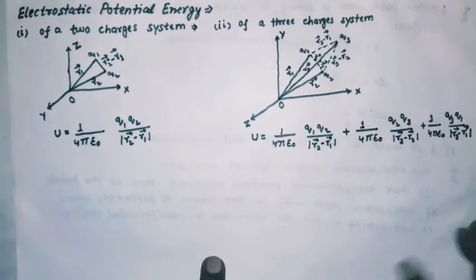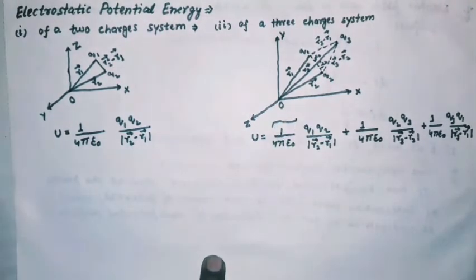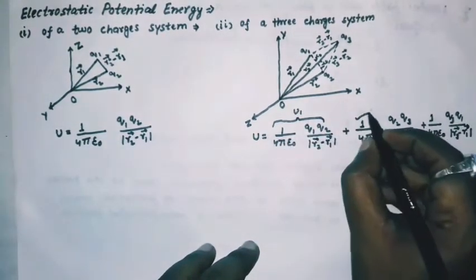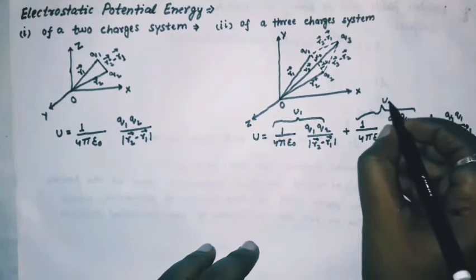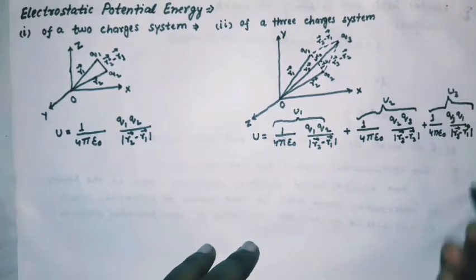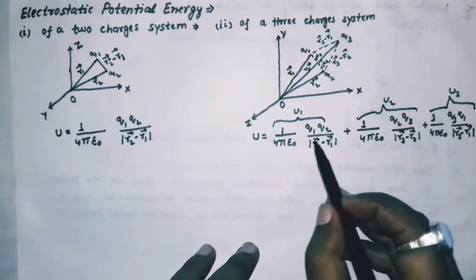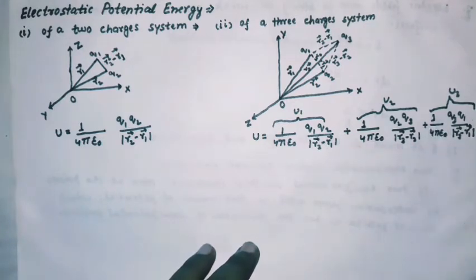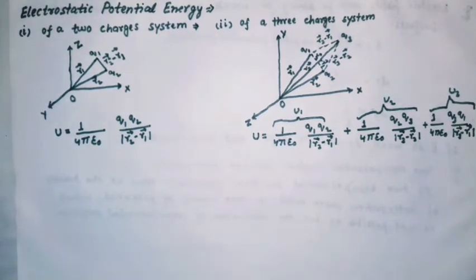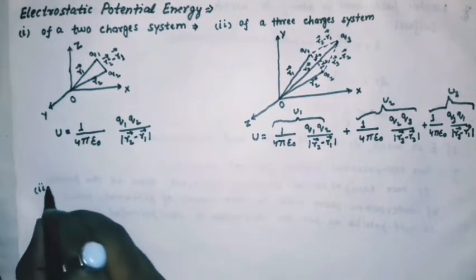So suppose each individual energy can be considered as U1, U2 and U3. So due to the three charges system, the potential energy is nothing but the sum of individual energies between Q1 Q2, Q2 Q3 and Q3 Q1. So going in the same way, we can find out the derivation for the n charges system.